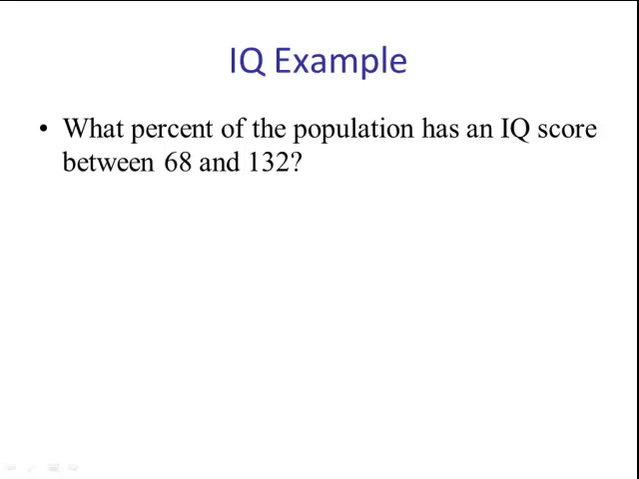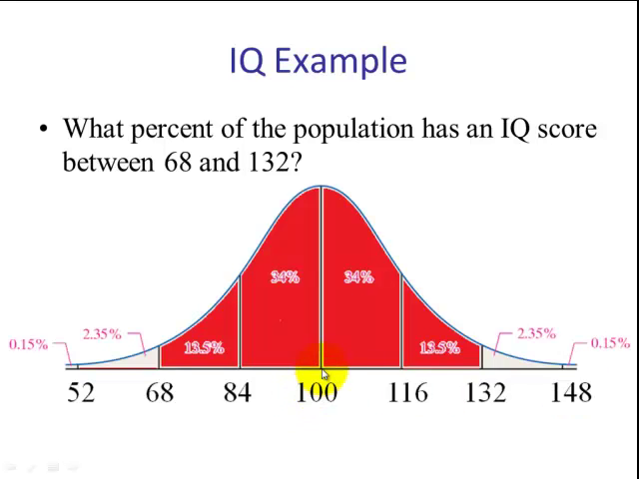What percent of the population has an IQ score between 68 and 132? So when we draw our picture here, we see that this is exactly 2 standard deviations below the mean and 2 above the mean. So the empirical rule says this middle area here would be 95%.